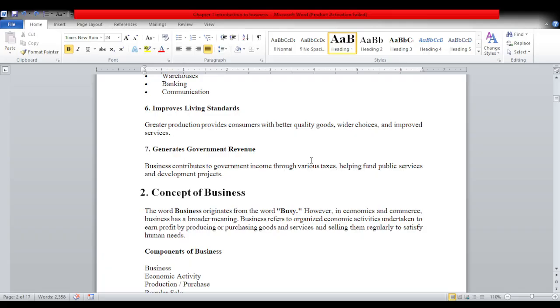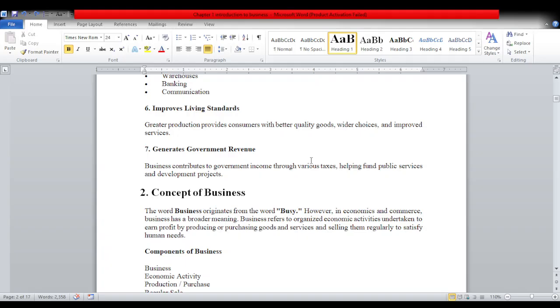Next, we are moving to how business will help you. It generates government revenue, right? It is a very important question and an important point sometimes. How does business contribute to generate government revenue? Business contributes to generating income through various taxes, direct and indirect, helping fund public services and development projects.